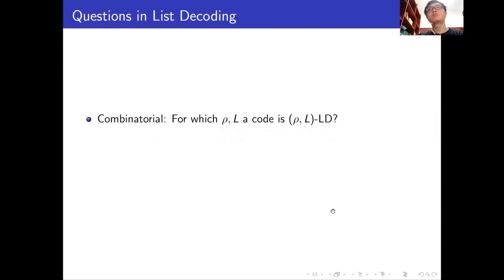There are basically two types of questions in list decoding. The first is the combinatorial question, which asks for which pairs of rho and L a code is (rho, L) list decodable. The second is the algorithmic question, whose goal is to design an algorithm that efficiently outputs the list of codewords in this intersection. Therefore, L should not be too large, and it is required that L must be bounded from above by a polynomial function in the code length n. In this talk, we will focus on the combinatorial question and study the list decodability of Reed-Solomon codes.